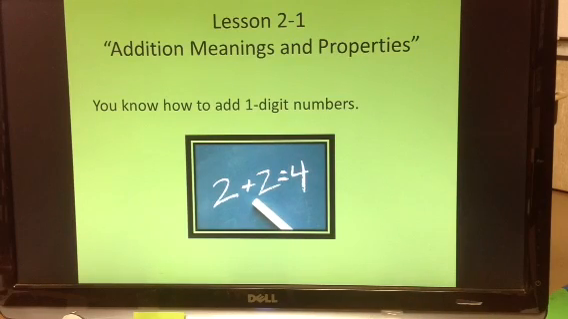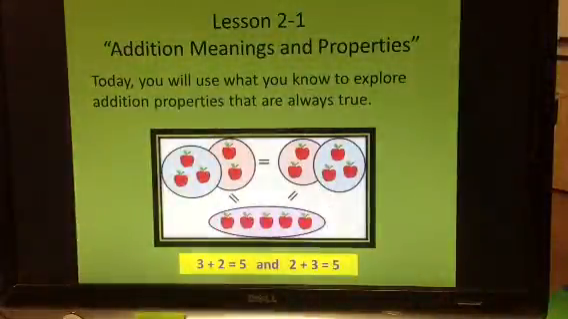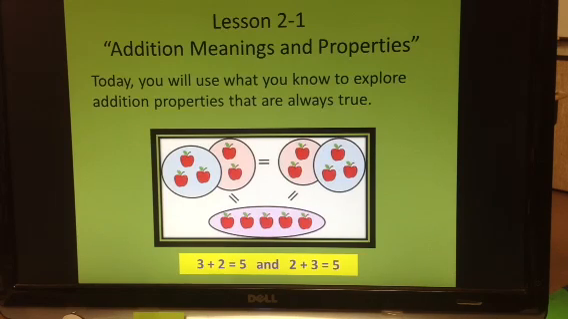Hello, today's lesson is Lesson 2-1, Addition Meanings and Properties. You already know how to add one-digit numbers. Today you will use what you know to explore addition properties that are always true.